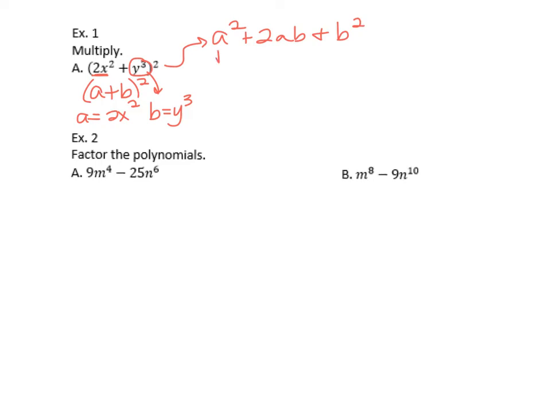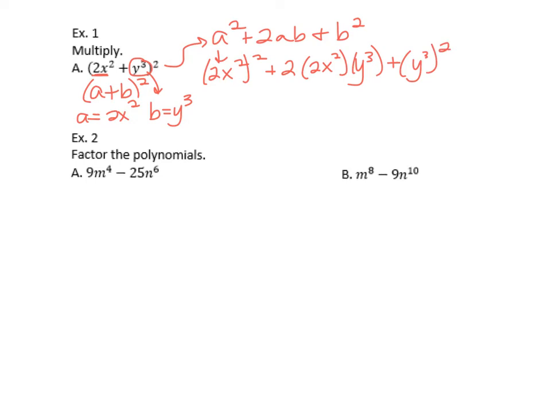A is 2x squared, so I'm going to take 2x squared and square it. Plus 2 times a times b. A is 2x squared again. And b is y cubed. Whoops, I wrote b. Didn't mean that. Y cubed. There we go. Plus b squared, which is going to be y cubed squared. Oh boy, this looks like fun.